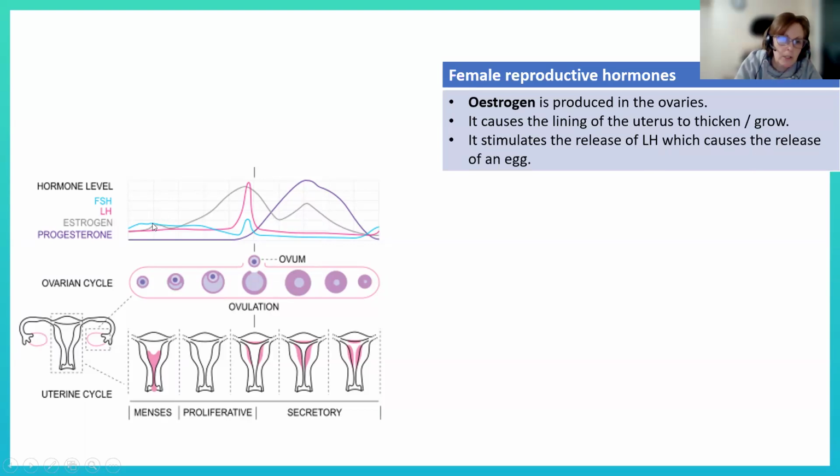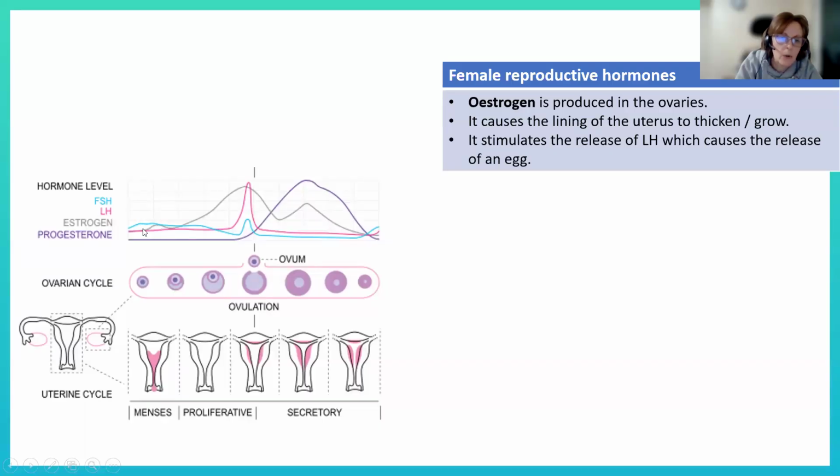If we have a look at luteinizing hormone, which is pink on this graph, you can see there's not a lot going on. It's all pretty calm. And then we get a really big peak of luteinizing hormone just before ovulation. This mark here is ovulation, the release of the egg. So a huge peak of luteinizing hormone, then the egg is released, and then it goes back down again.